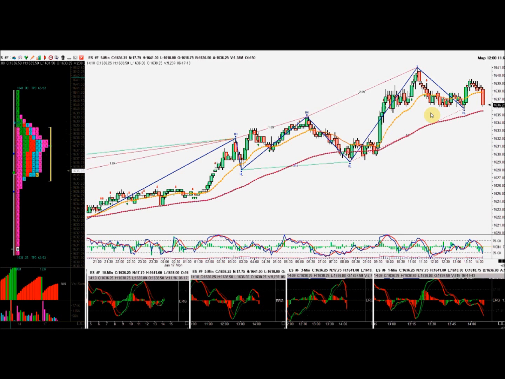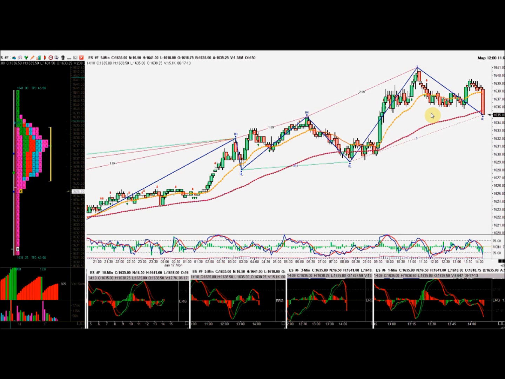We had a really nice bull market going on today. Typically, if we're above those moving averages, we want to place our orders on the long side. We want to go long.